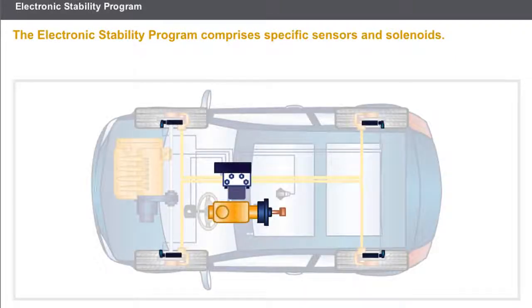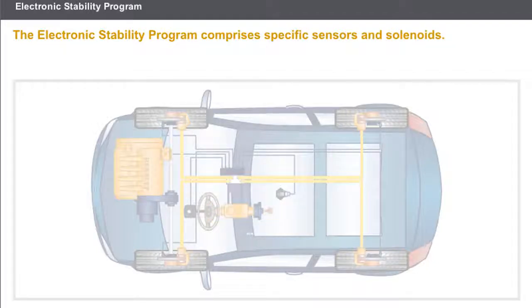The Electronic Stability Program comprises the elements that are common to the ABS system. This system comprises the following additional elements: a steering wheel angle sensor, a combination of a transverse accelerometer and a yaw speed sensor, solenoid valves that are specific to the function, and a deactivation switch located on the dashboard.